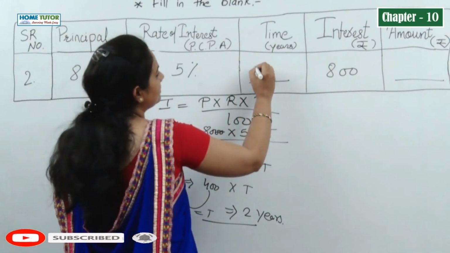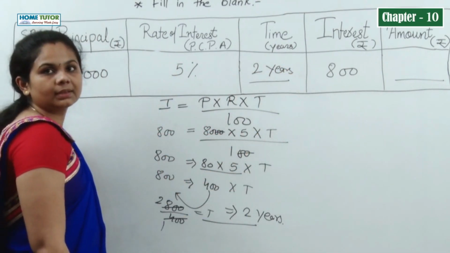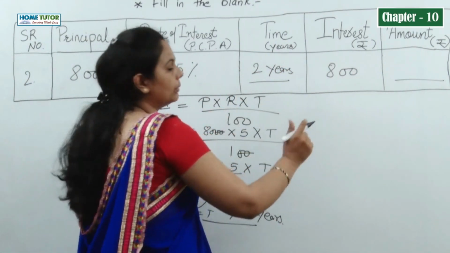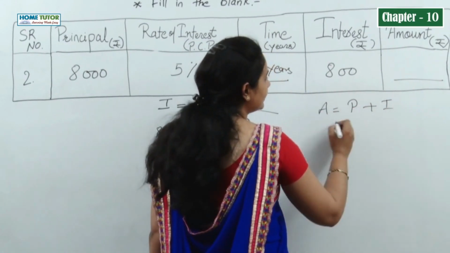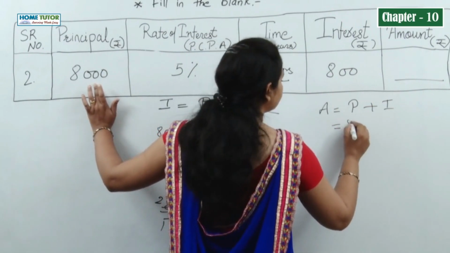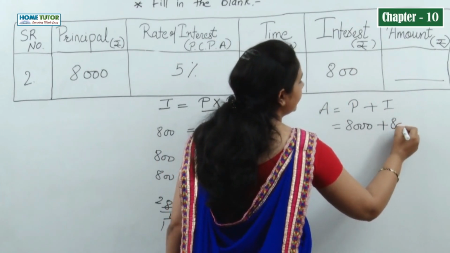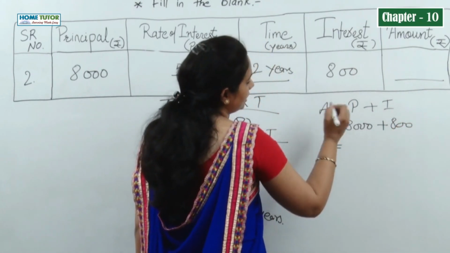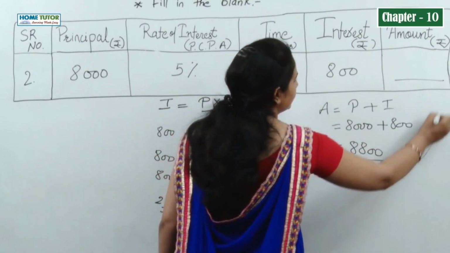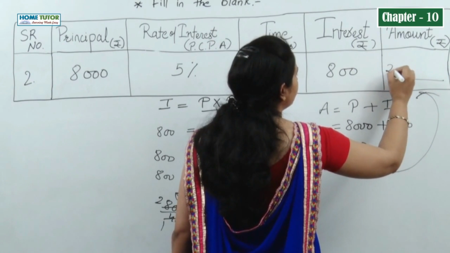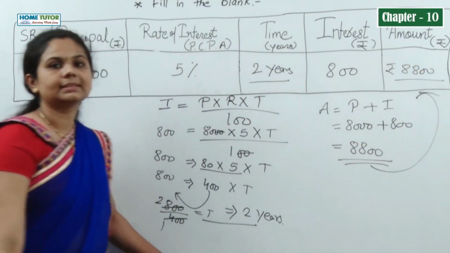Means हम यहाँ पे लिखेंगे टाइम कितना है हमारा 2 years के लिए है. Now we have to find the amount. Amount क्या है? Amount is equals to principal plus interest. What is our principal? 8000 rupees. What is our interest? That is 800 rupees. So your amount is equals to 8800 rupees. So we will write here rupees 8800. So this is your answer.